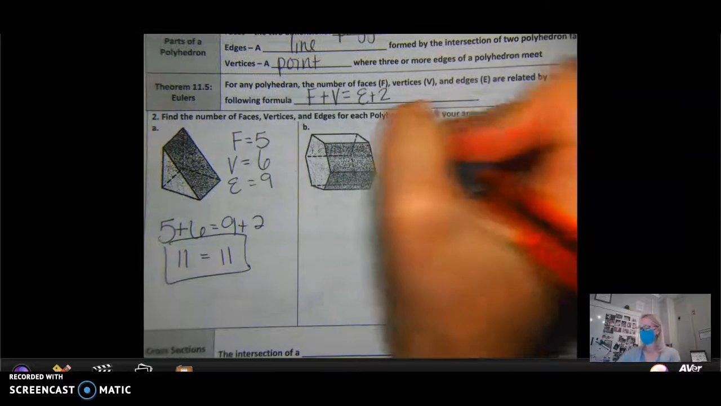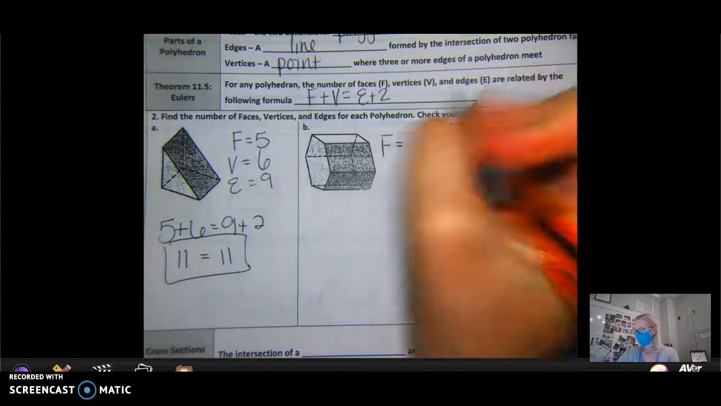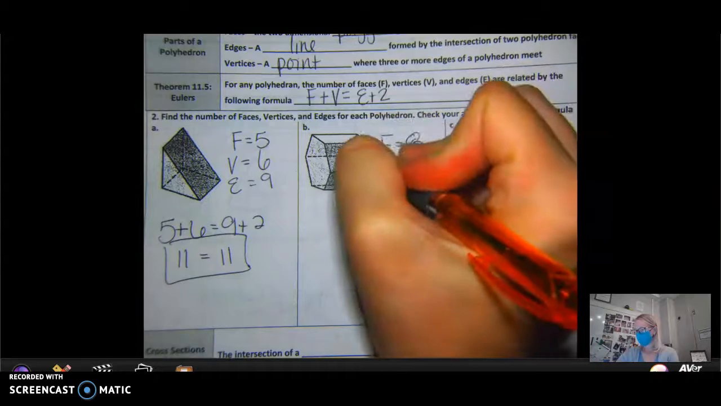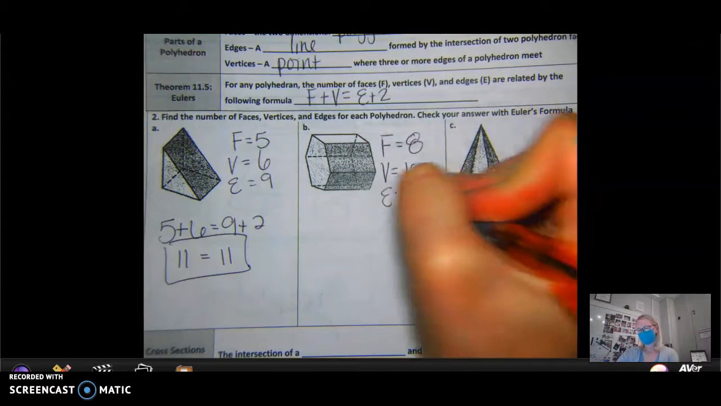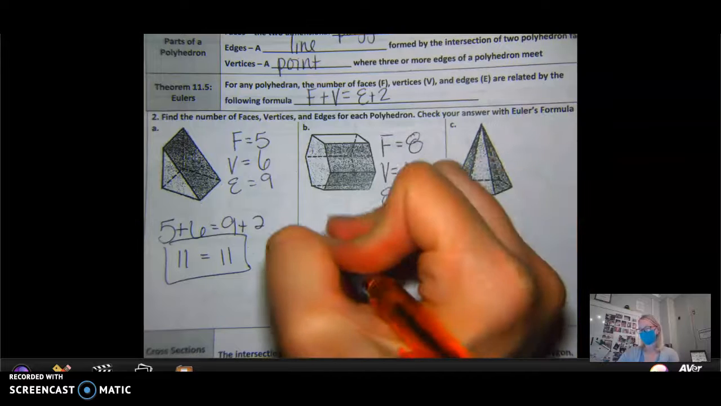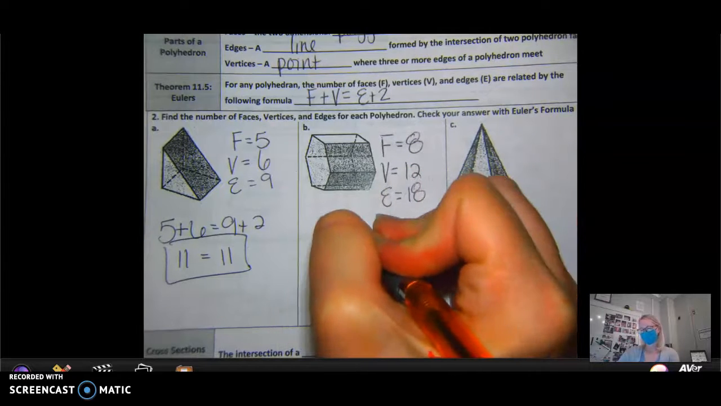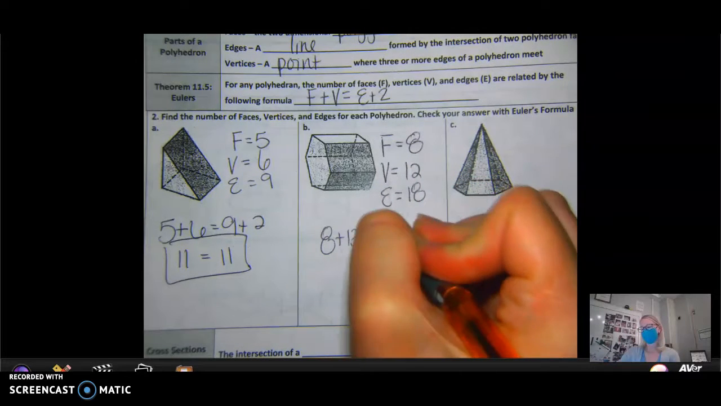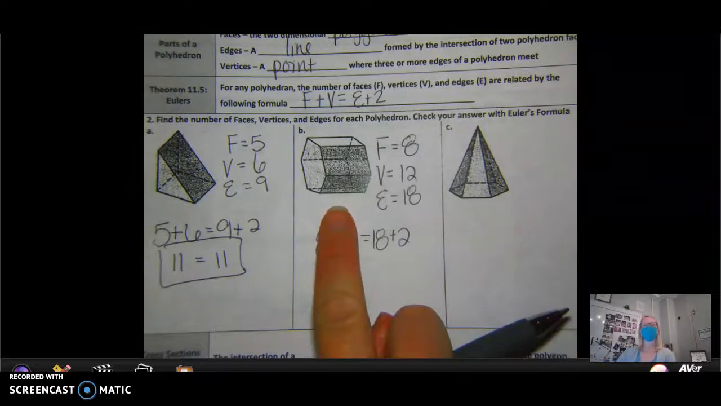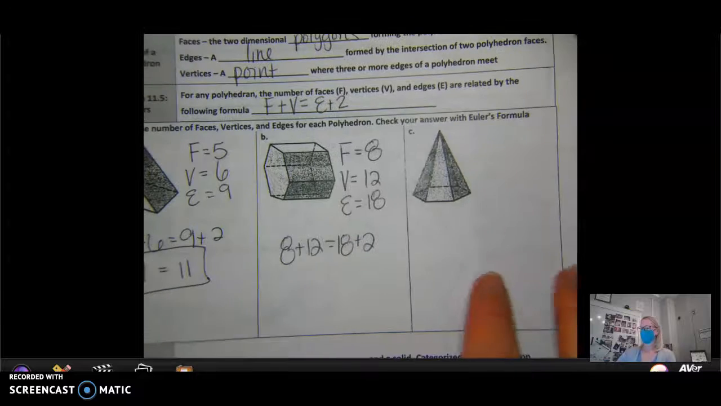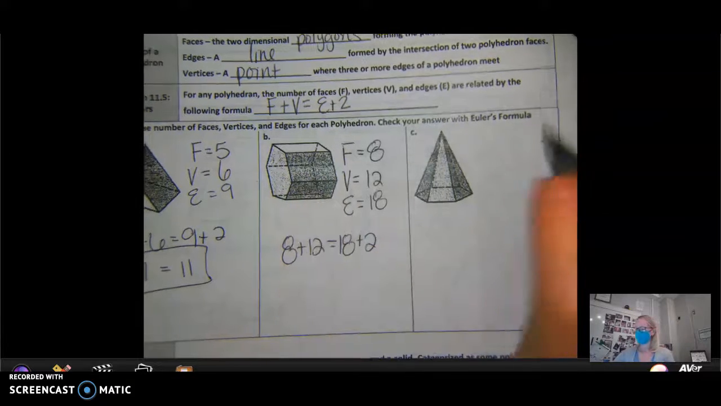On B, how many faces do I have? 8. How many vertices? Edges? 18, is that what you said? So 8 plus 12 is equal to 18 plus 2, and that is congruent. So that's 20 and 20. Very good. What's this guy called? Hexagonal prism.